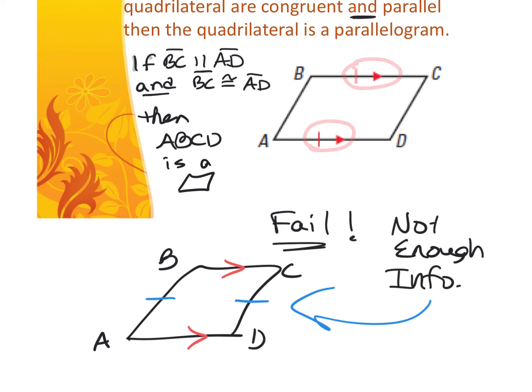So this is not enough information. That would be a failure. If they would have given us more information, maybe another congruency mark on the red ones on BC and AD, then it would be enough. But this is not enough information because the congruency and the parallel must be on the same side.